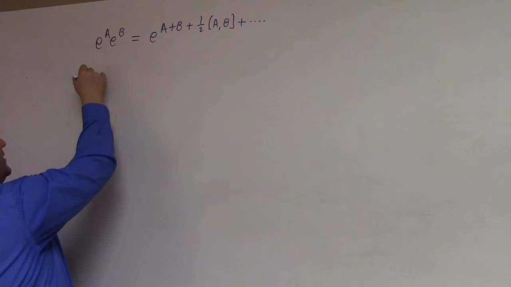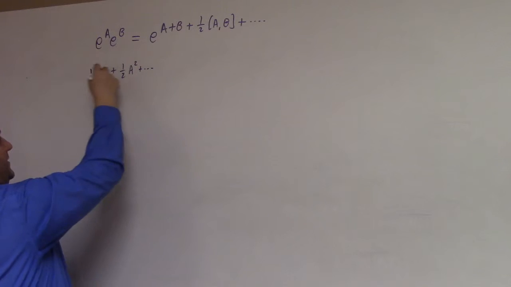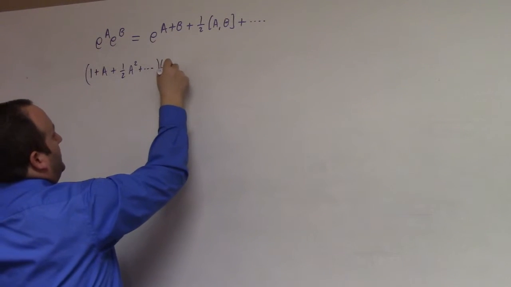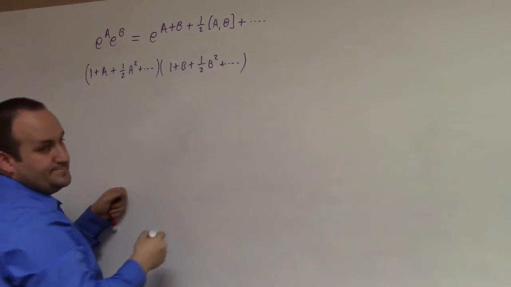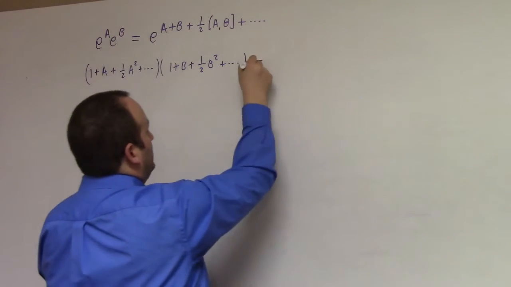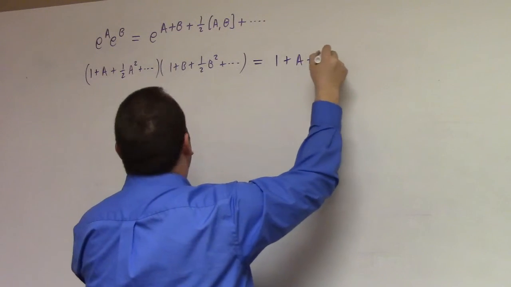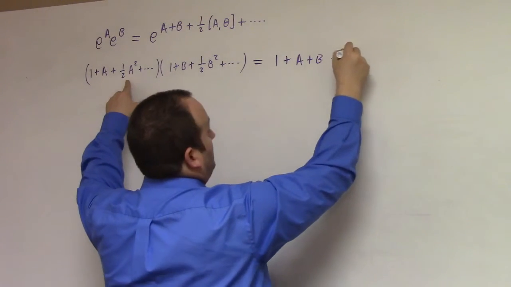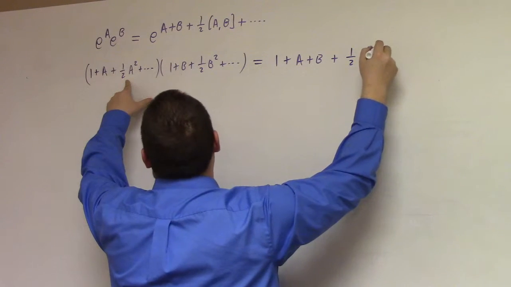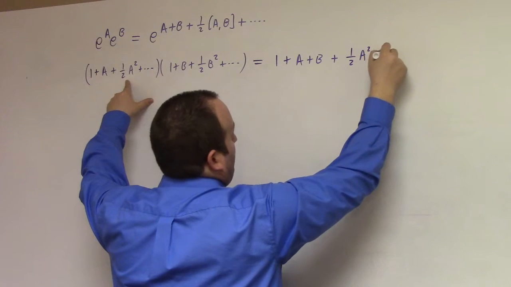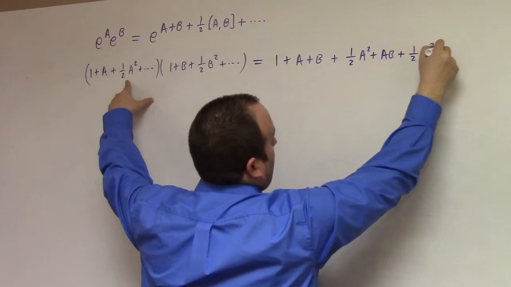So I've got 1 plus A plus 1/2 A squared plus stuff I don't care about, times 1 plus B plus 1/2 B squared plus stuff I don't care about. And that's equal to 1 plus A plus B plus what? 1/2 A squared plus AB plus 1/2 B squared.